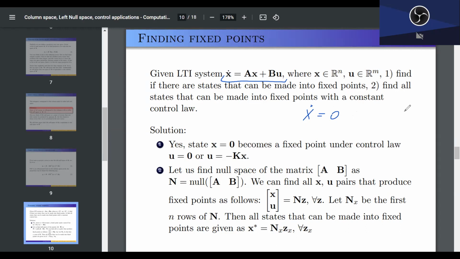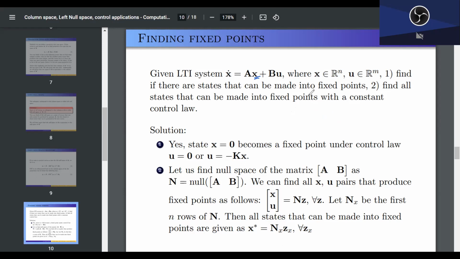Is it equilibrium or stable point? It's called fixed point. You can say it is equilibrium, but the terminology is fixed point. Oh, okay. So Ax plus Bu is equal to 0 at a fixed point. So find if there are states that can be made into fixed points. And states, by the way, notice state is x.